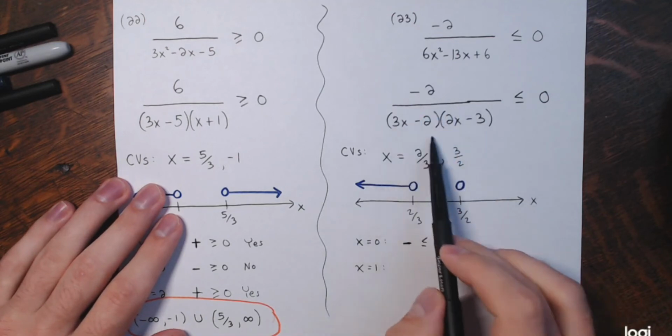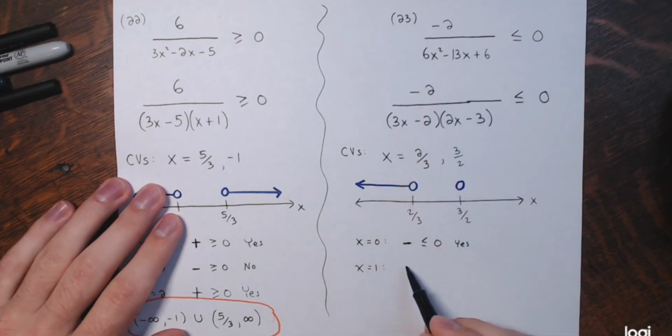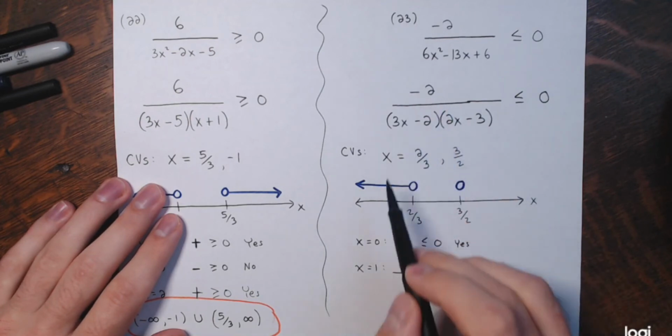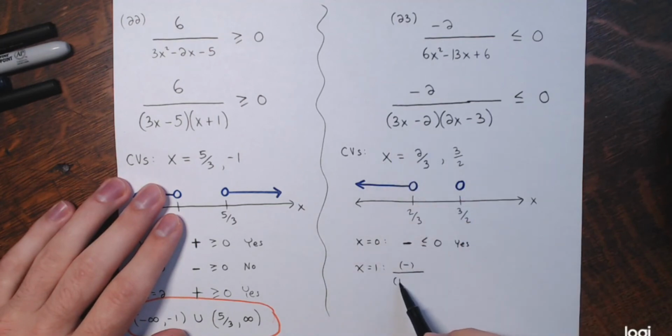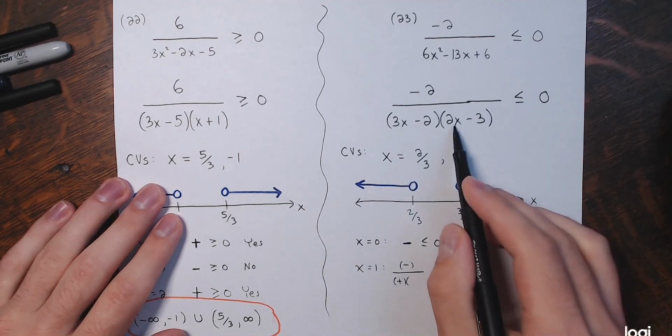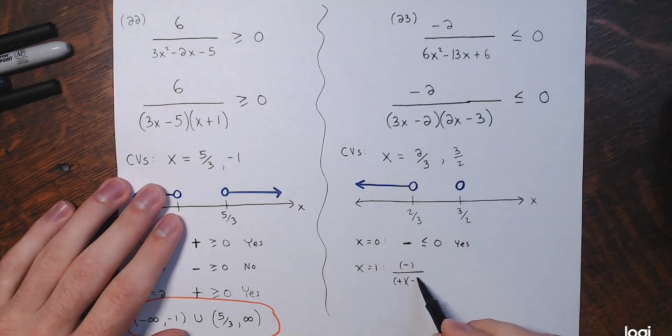And looking at the factored form here, the numerator is negative all the time. If x were 1, 3 times 1 is 3, minus 2 is positive, right? So that's a positive factor there. And then 2 minus 3 would be a negative factor. So I have a negative numerator, a negative denominator, positive times negative, and that's a positive number.